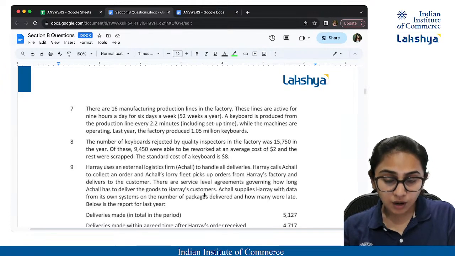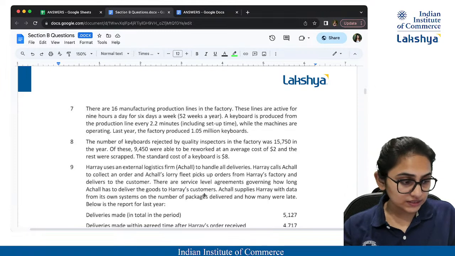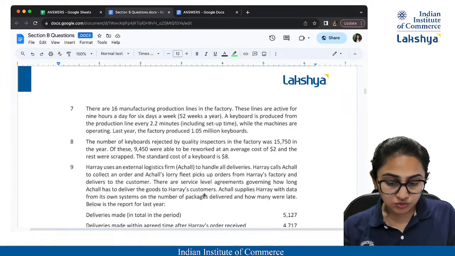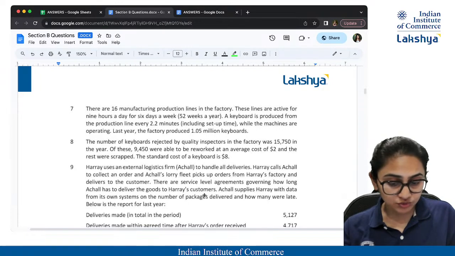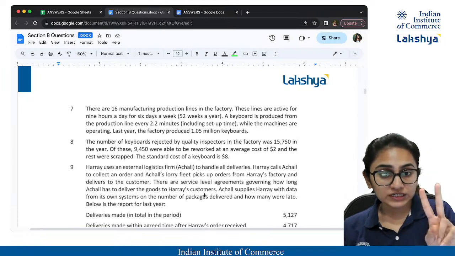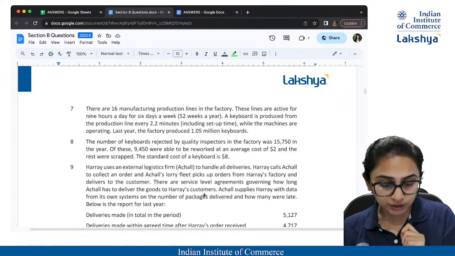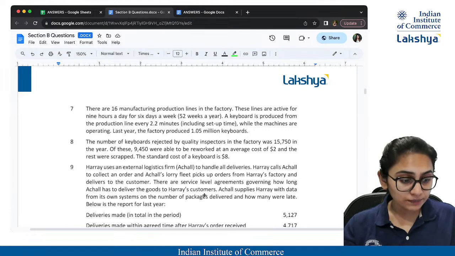So how much time is available? 9 hours a day, 9 into 6 days a week into 52 weeks a year. That is 2695680 minutes of production line time available at 2.2 minutes per keyboard, meaning 2695680 divided by 2.2 minutes is the setup time. That gives you 1225309. Okay, this is the full capacity.